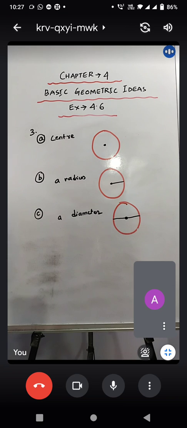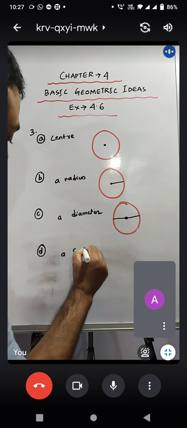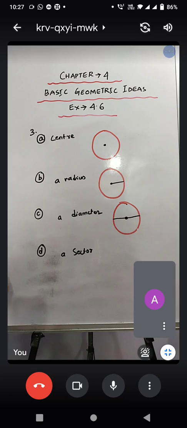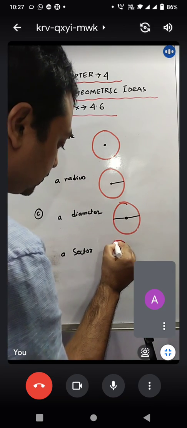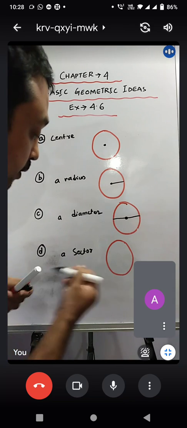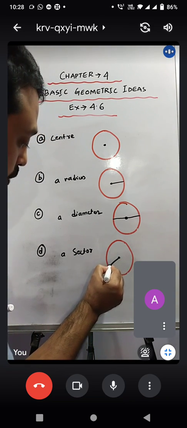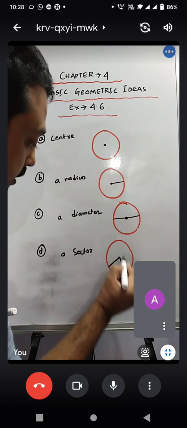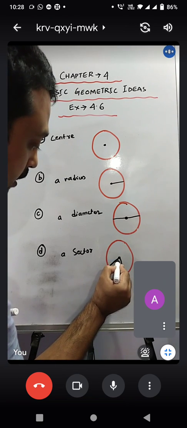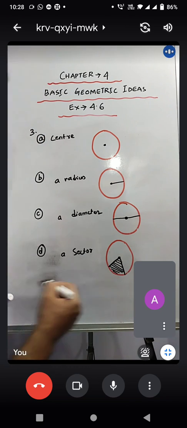Okay. Now part D, what do we have? We have a sector. A sector we have to draw. A sector is a combination of two radii, a shaded region, or you can say the region between the two radii. So this is one radius and this is another radius. So this part is called a sector, a shaded part.